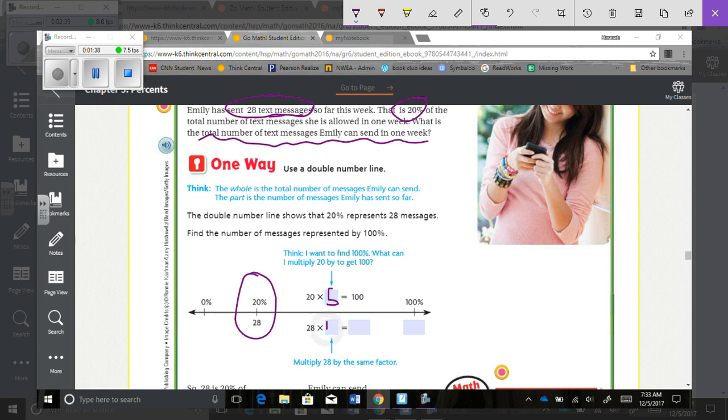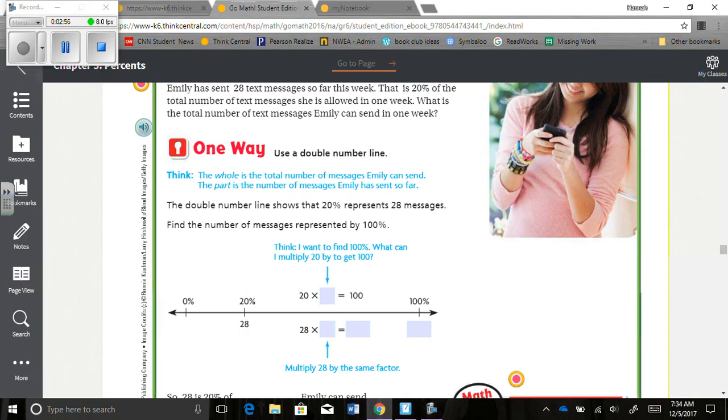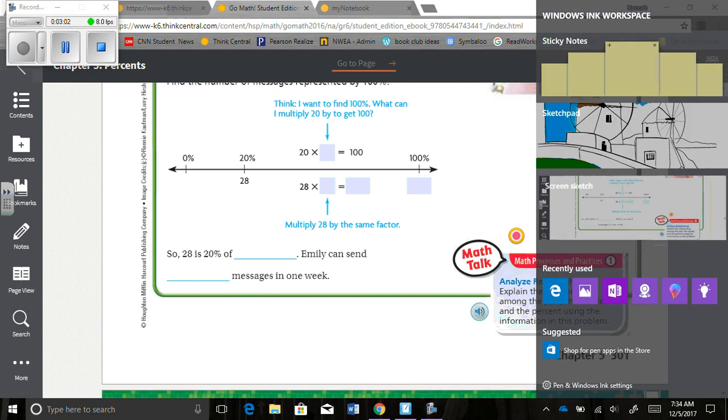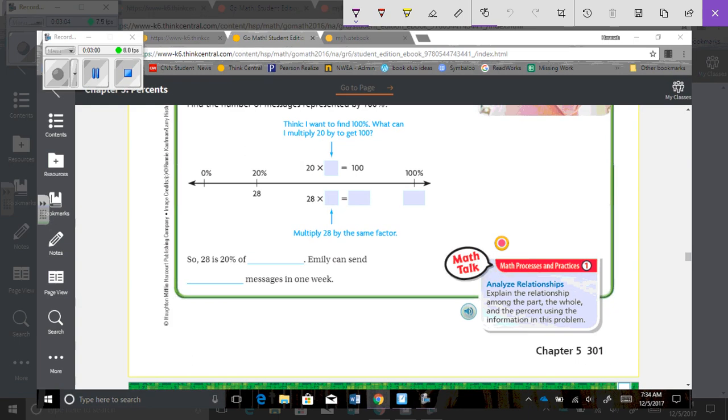So 28 times 5, there we go. And we figure out that 28 times 5 is 140. So 100% is 140. So 28 is 20% of 140. So Emily can send 140 messages in 1 week.